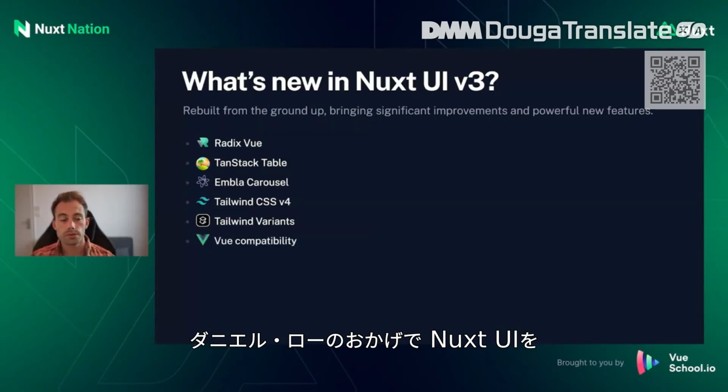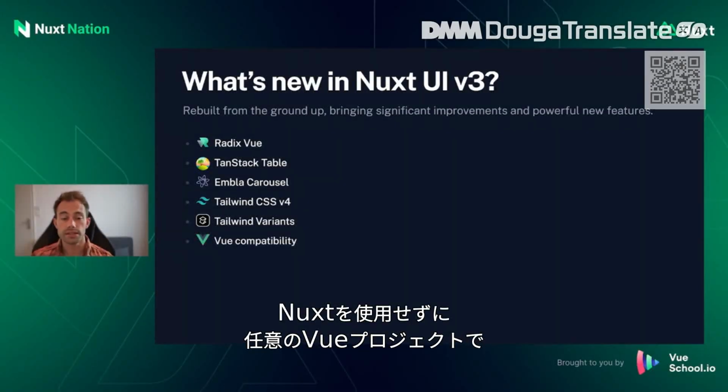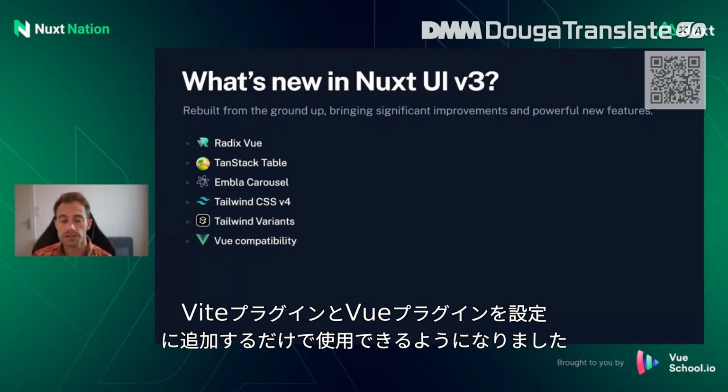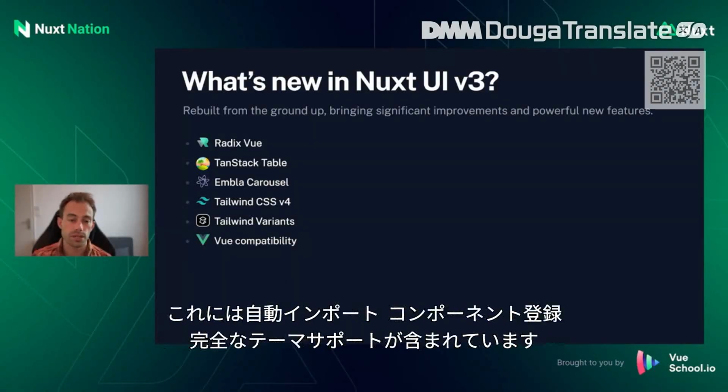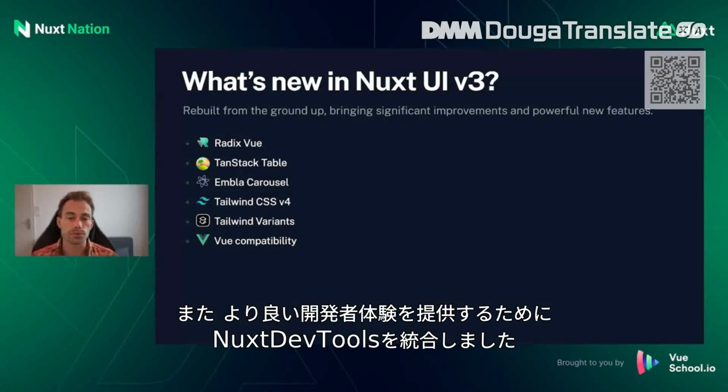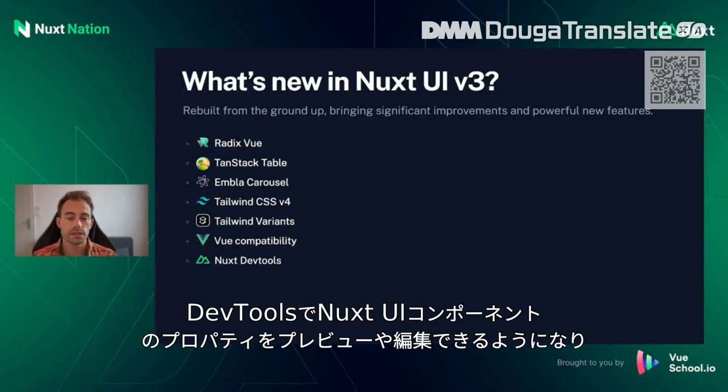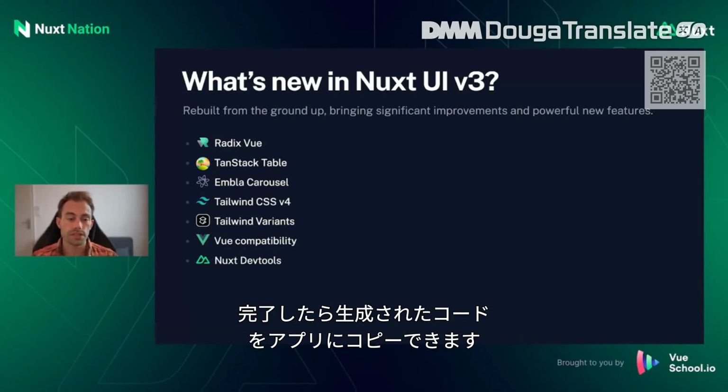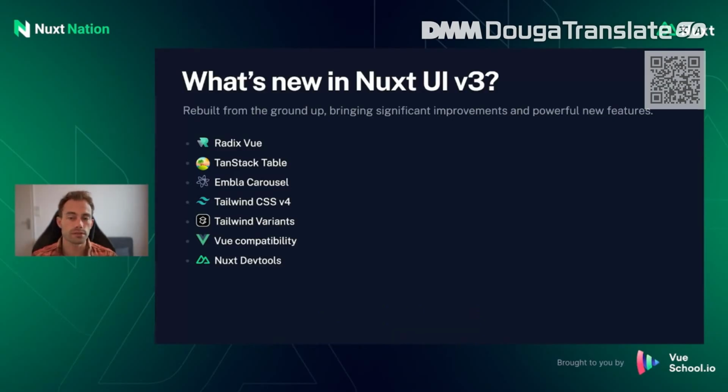Thanks to Daniel Rowe, you can now use Nuxt UI in any Vue project without Nuxt by adding the Vite plugin and the Vue plugin in your configuration. This includes auto imports, component registration, and full theming support. We've also integrated the Nuxt DevTools to give you a better developer experience. You can now preview and edit the Nuxt UI component props in the DevTools and copy the generated code in your app once you're done.